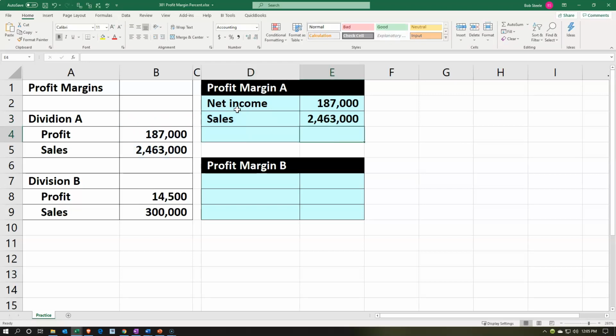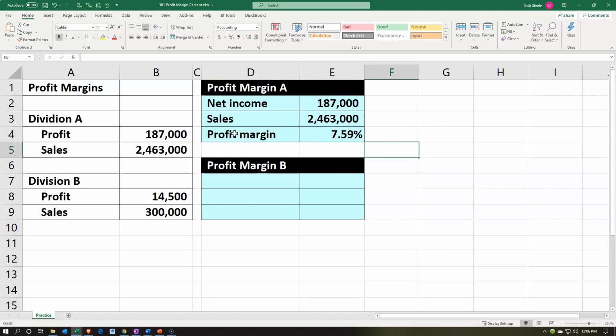If we divide that out, it's a division problem. This equals 187 divided by 2,463,000. That's going to give us a percentage. So it's a 0 now. I'm going to format the cell by going to the Home tab, Numbers group, and then the percent. I'm going to add a couple decimals. You could add more decimals here, but typically we'll bring it out to maybe 2 decimals, which is quite common for the profit margin. So we have the profit margin.